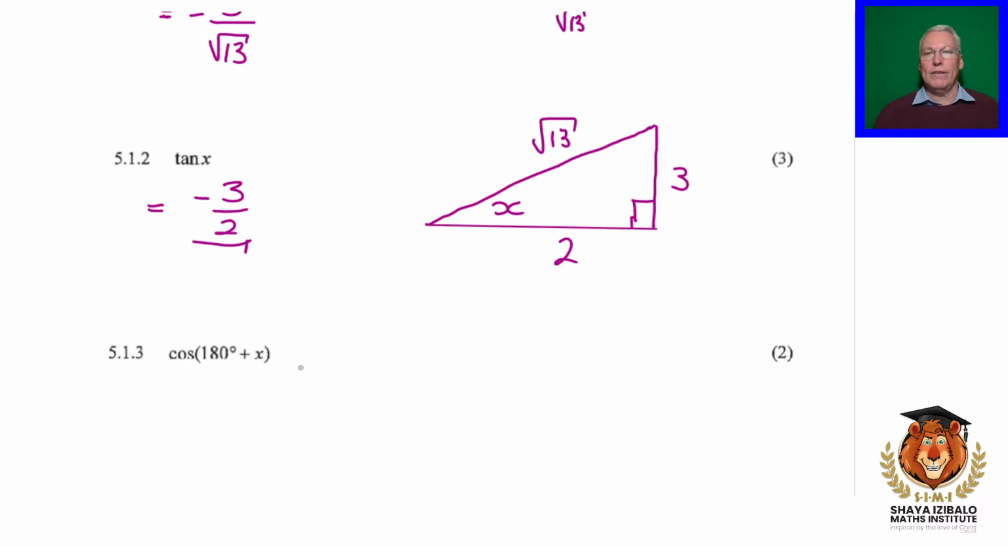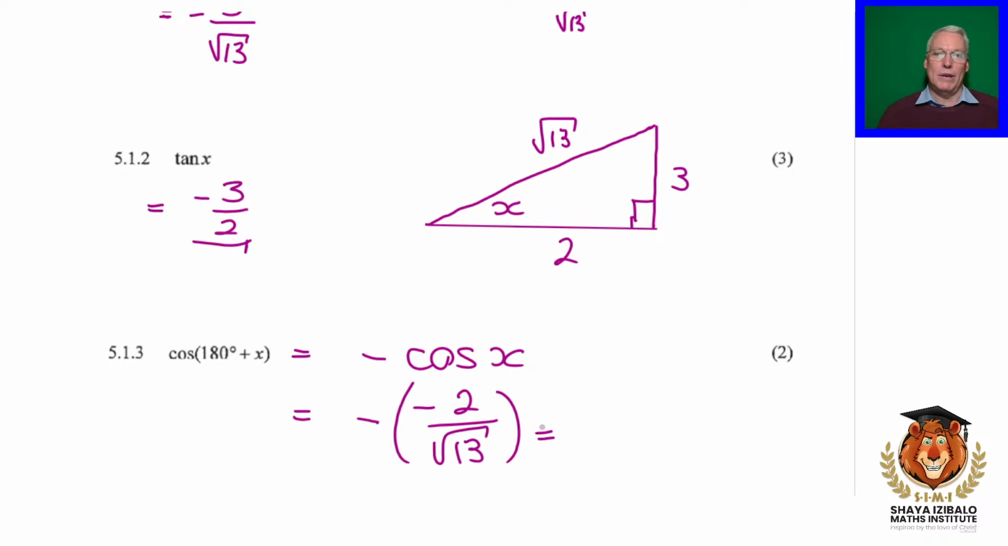Cos of 180 plus x, using our reduction formula, we're in quadrant 3 for a horizontal axis, so that will be the negative of cos of x. Cos of x, remember x is a third quadrant angle, so cos of x would be negative: negative 2 over root 13. So now it would be the negative of negative 2 over root 13, which is positive 2 over root 13. If we put that into a calculator, it will rationalize the denominator for us, and we get 2 root 13 over 13.